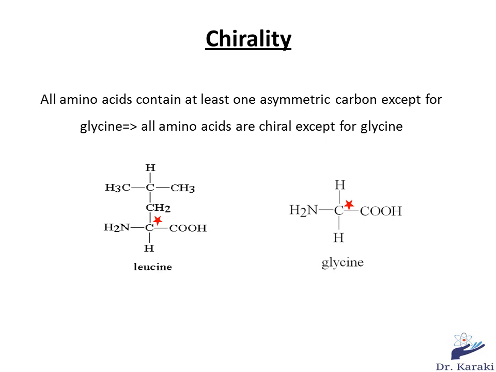Now look at the structure of glycine. It's an achiral molecule. Why? Because it doesn't have 4 different groups. It has 2 hydrogens.